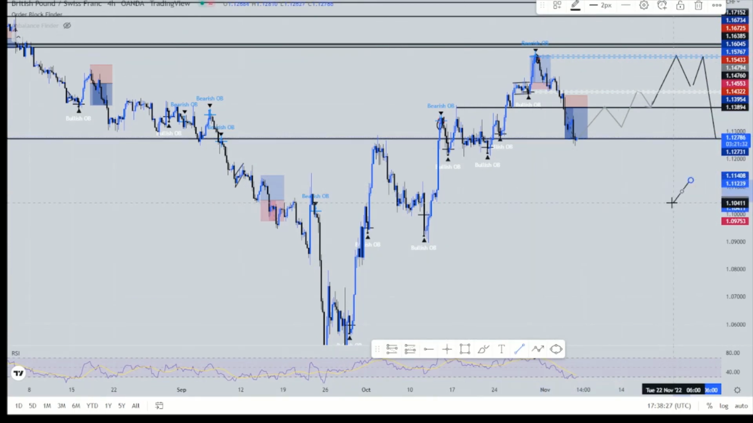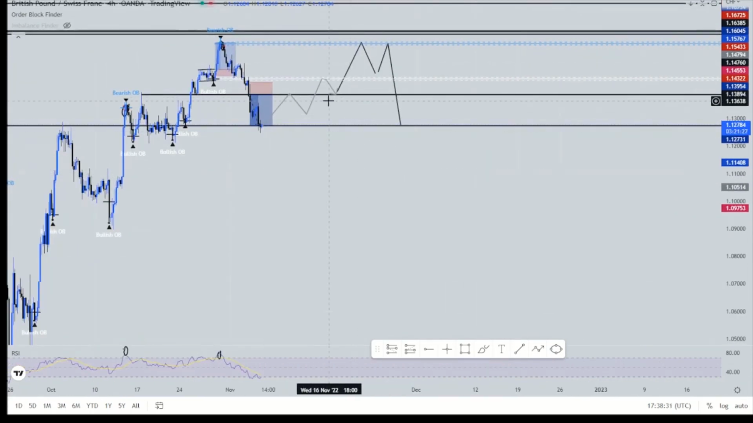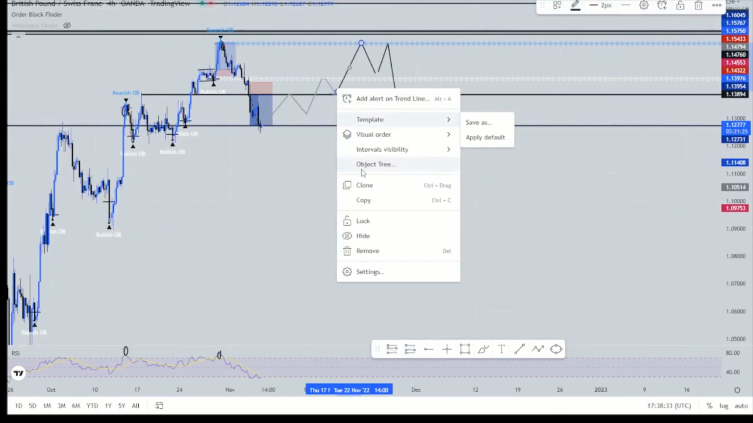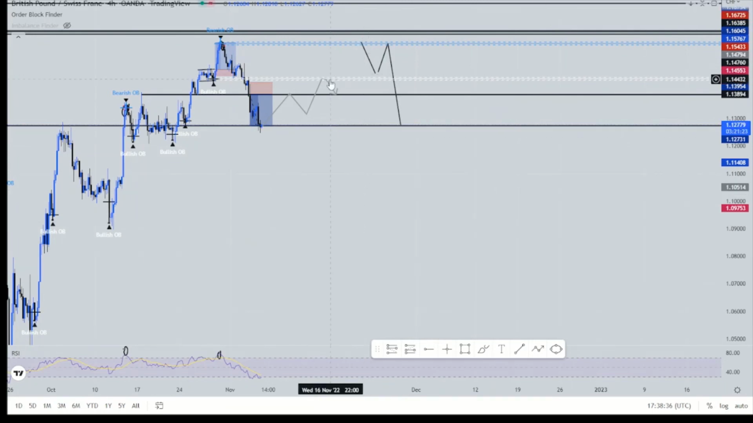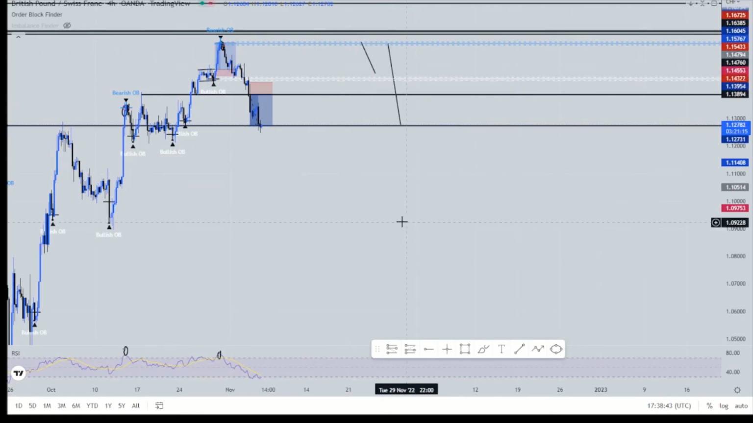So that's my anticipation for Monday. Not Monday necessarily, for the whole of next week. The market will tend to do that when it comes to pound Swiss franc.